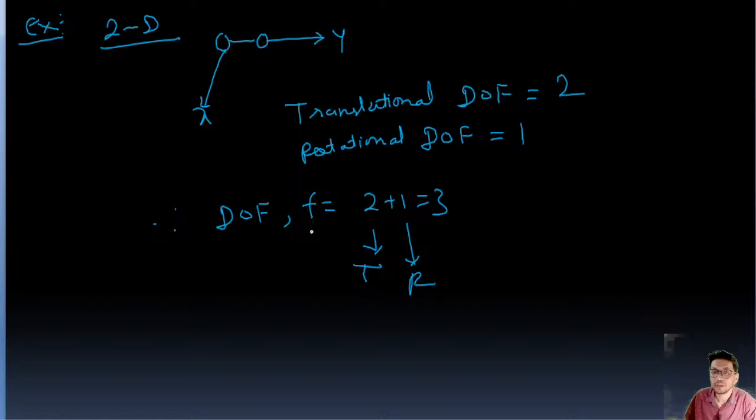So this is the degree of freedom, and this is 3 for the 2D.